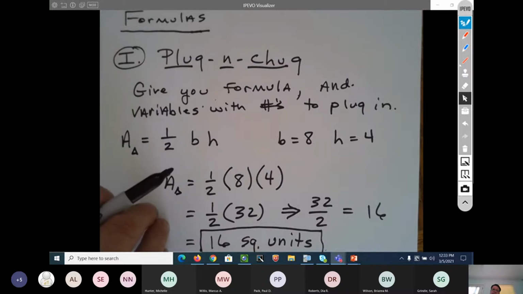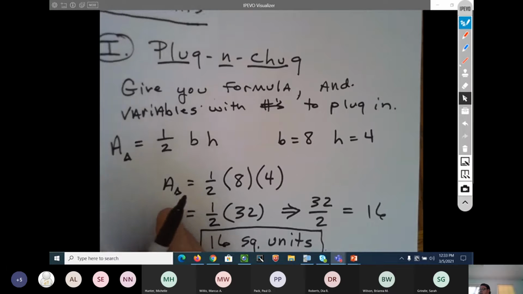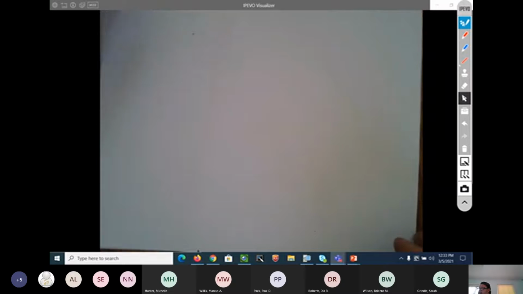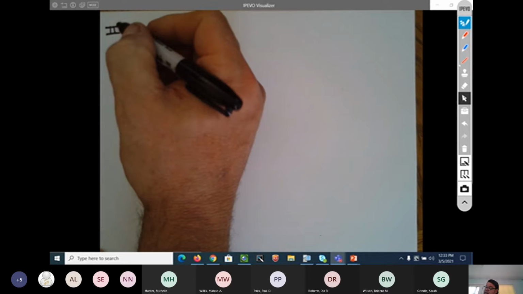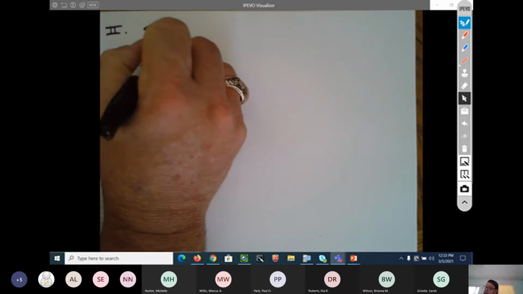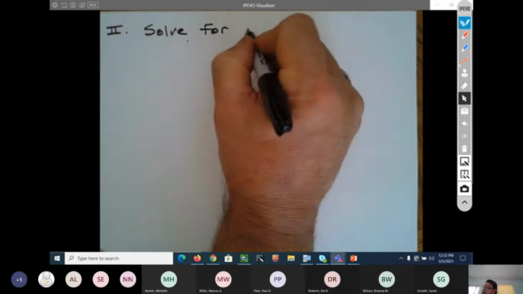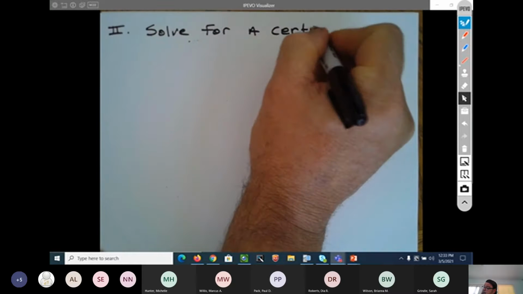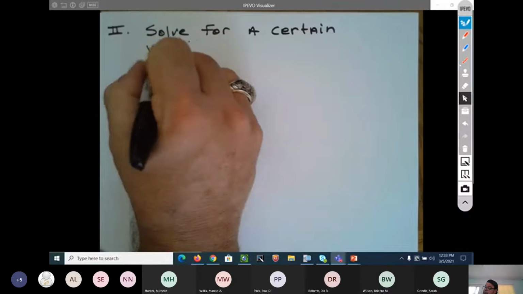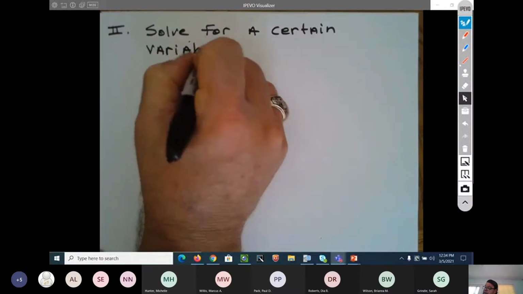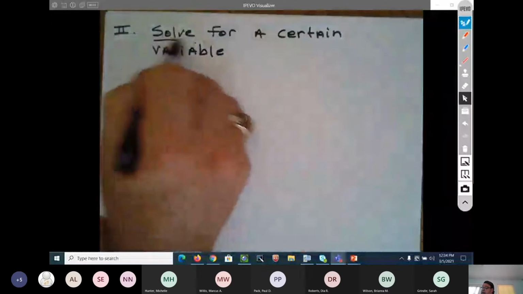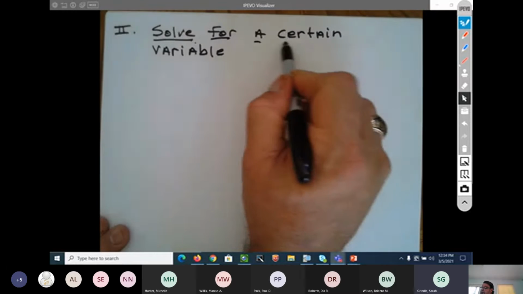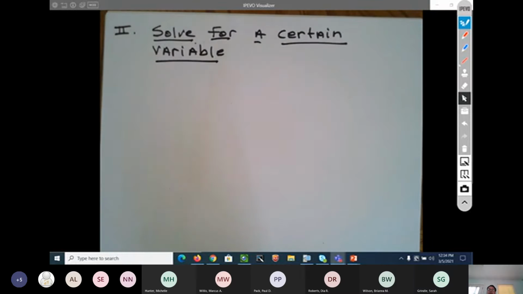The second type is not plug and chug. The second type of formula problem is to solve for a certain variable. Now, they may give you something to plug in later, but the problem will start off: solve for a certain variable.